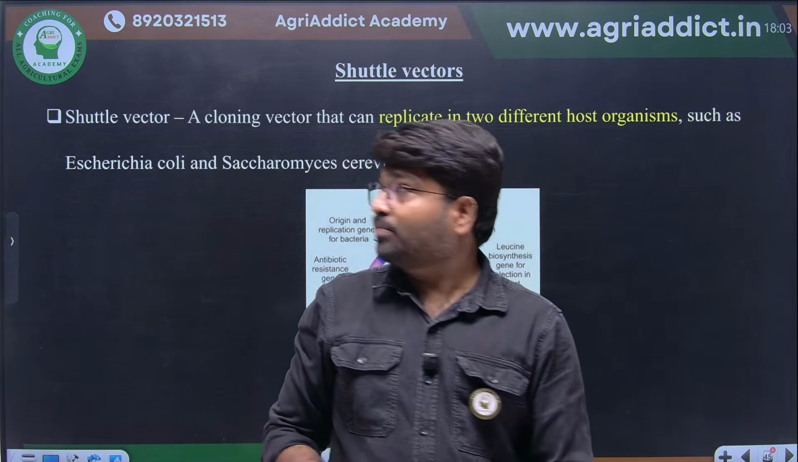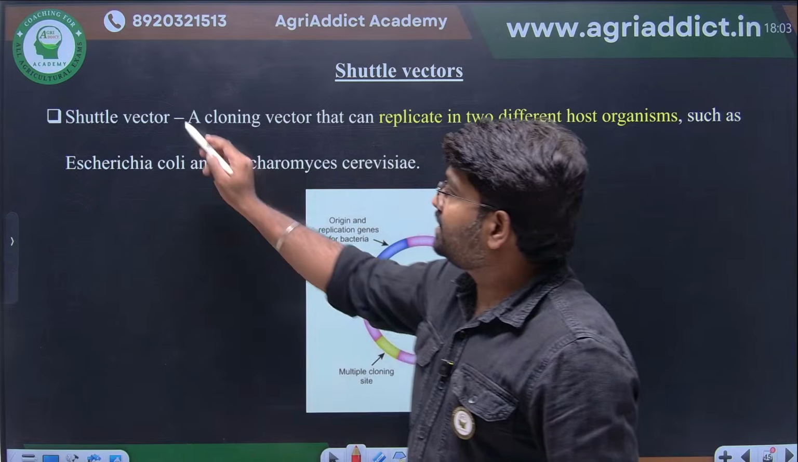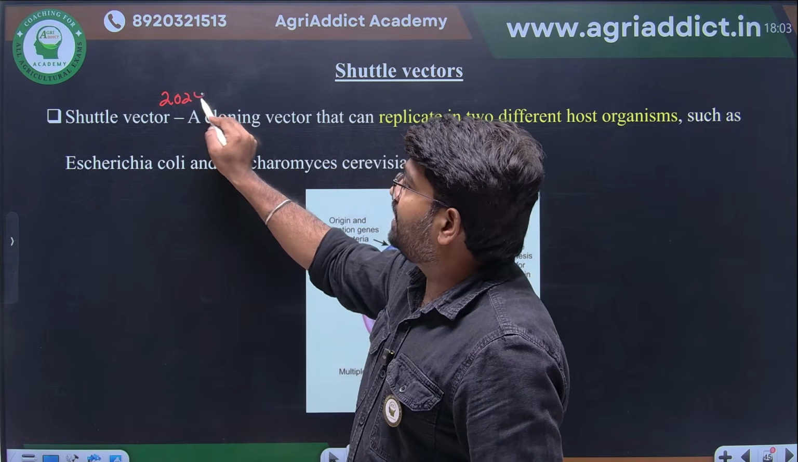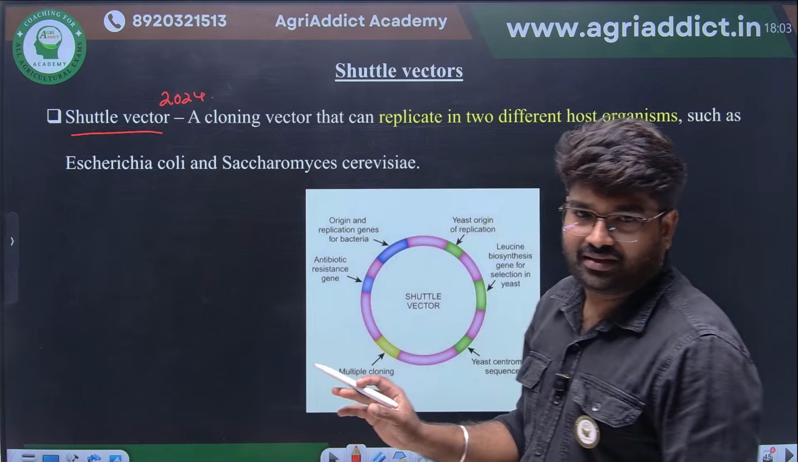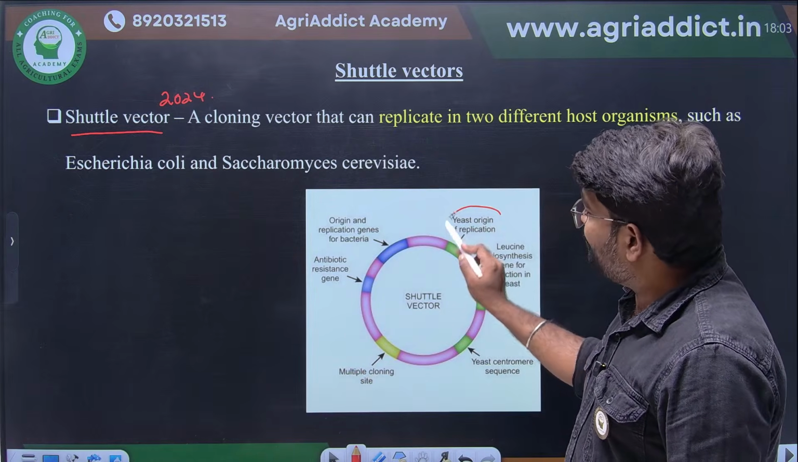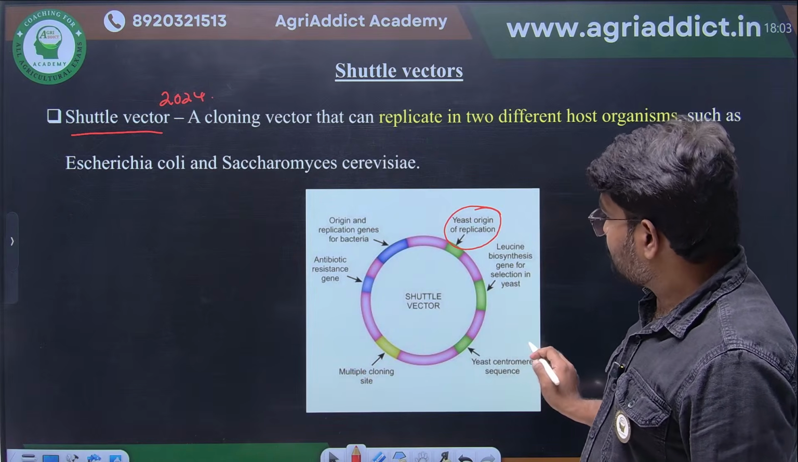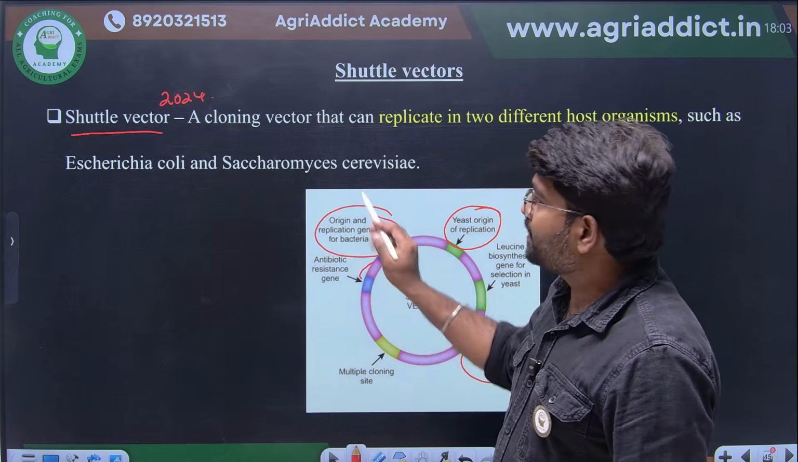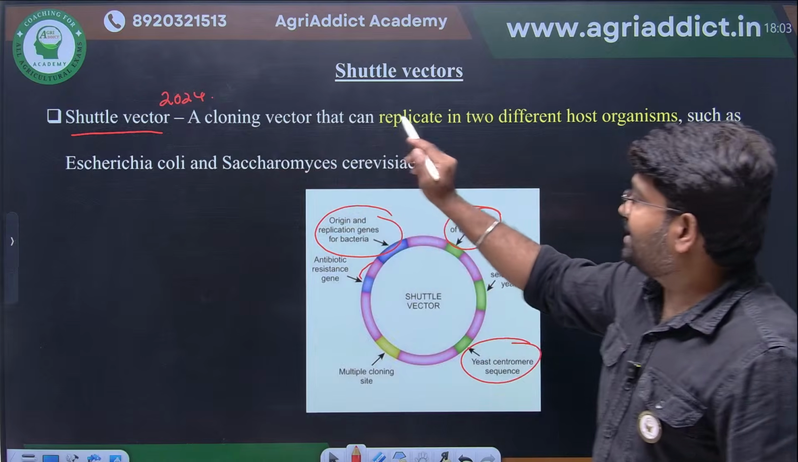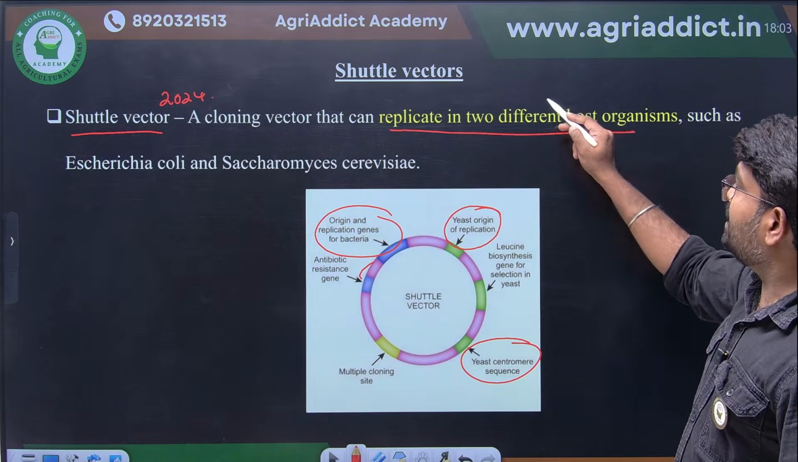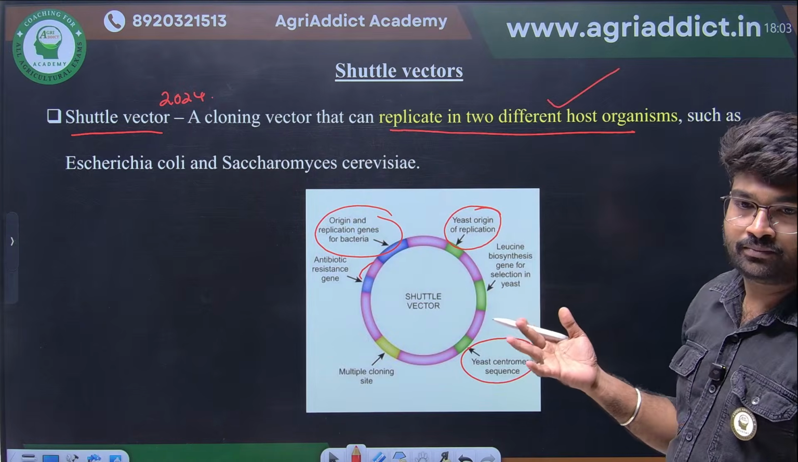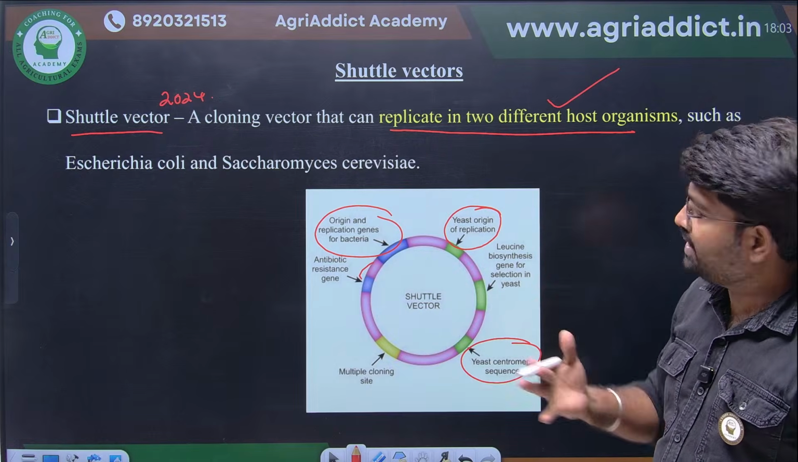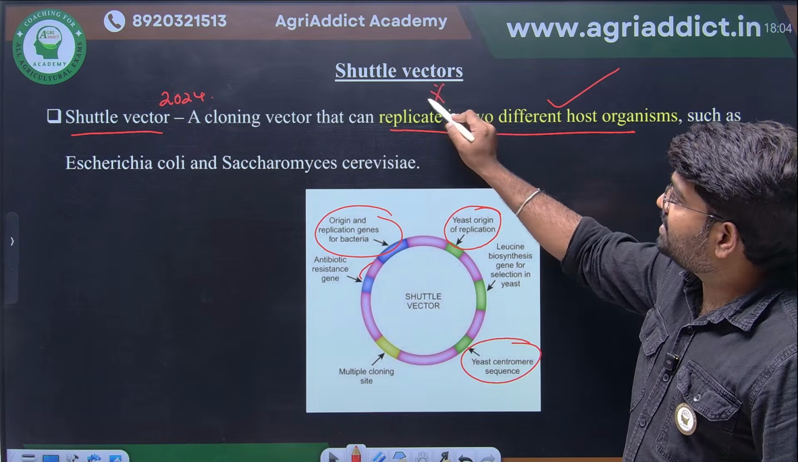We are going to see what is meant by shuttle vector. This they have asked in 2024. Shuttle vector means it will have two different origins of replication. Two different origins of replication will be there. A cloning vector that replicates in two different host organisms is known as shuttle vector. This is the definition they have asked.